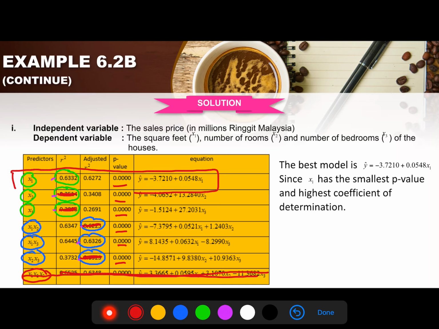Okay, so the best model is y cap equals negative 3.7210 plus 0.0548 x1. This one is the best model. Why? Because x1 has the smallest p-value and the highest coefficient of determination.